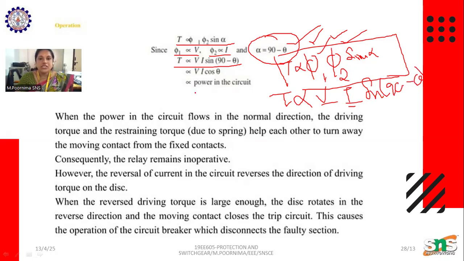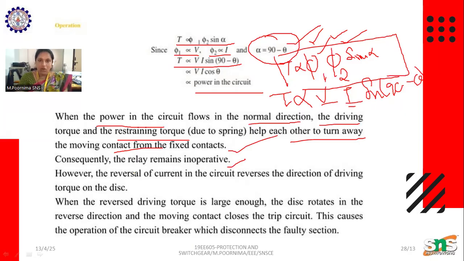Now consider the power circuit. When the power in the circuit flows in the normal direction, the driving torque and the resultant torque due to the spring help each other to keep the moving contact away from the fixed contact. Consequently, the relay remains inoperative.